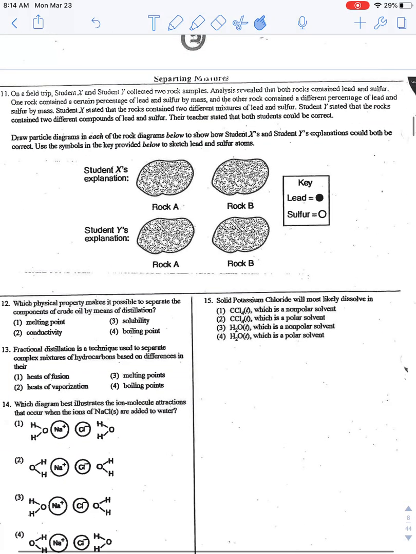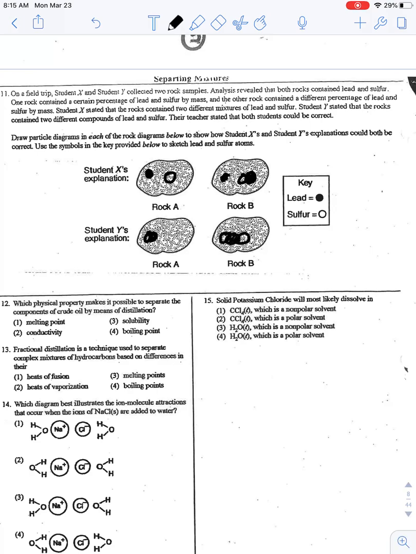Okay, 6, the infamous rock question. Student X said that they have a different amount of material based on mass, something like that. They both contain lead and sulfur, whereas student Y said that they contain different compounds of lead and sulfur. So student Y would have an explanation like this.